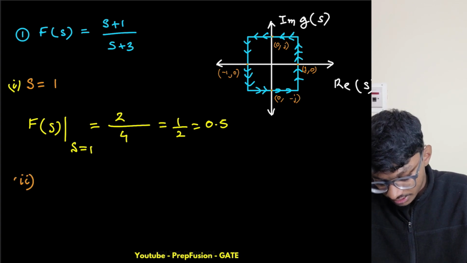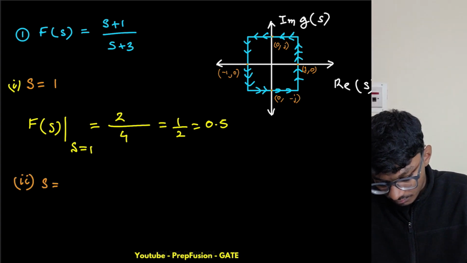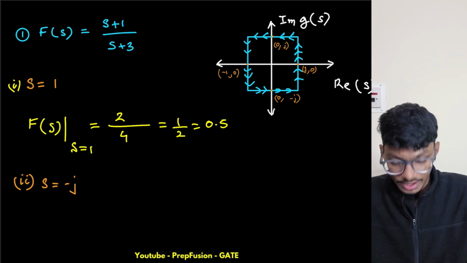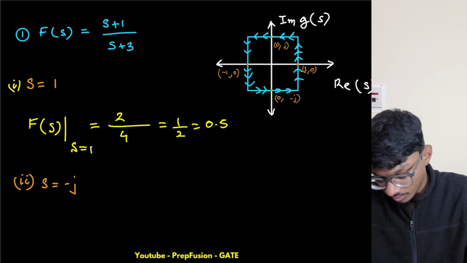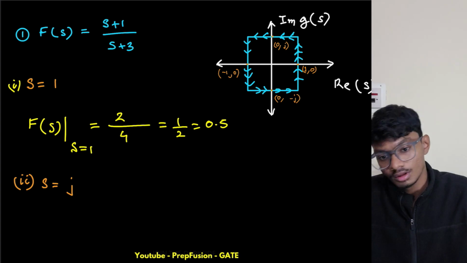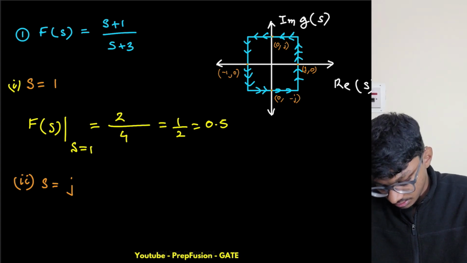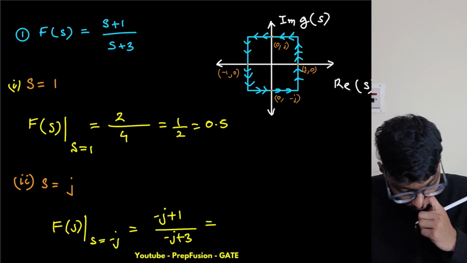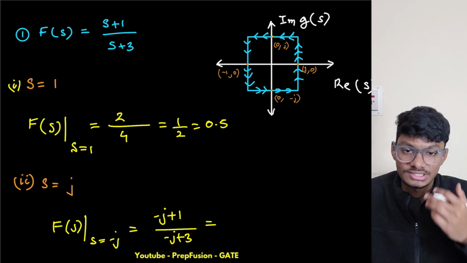Okay, what is the second? So s is minus j, basically. When my s is minus j, what does this become? When my s becomes minus j, sorry, not minus j, plus j, then f of s at s equals j equals j plus 1 over j plus 3. Now what do we have to do? We have to do simple rationalization, right?